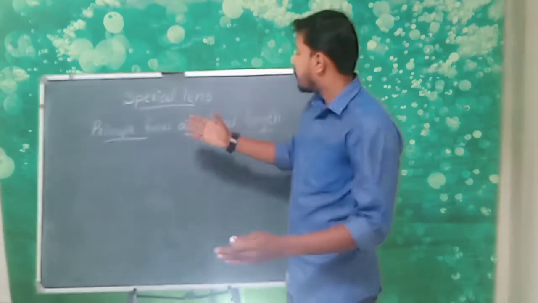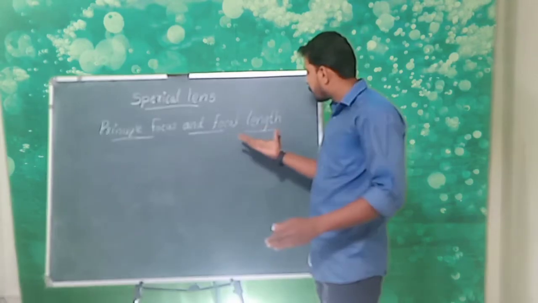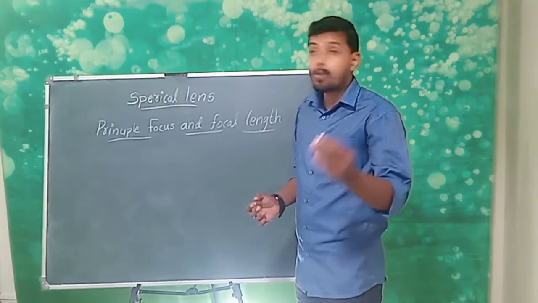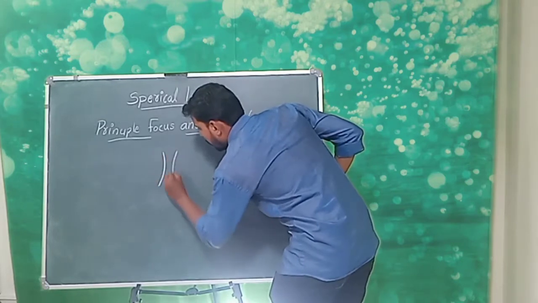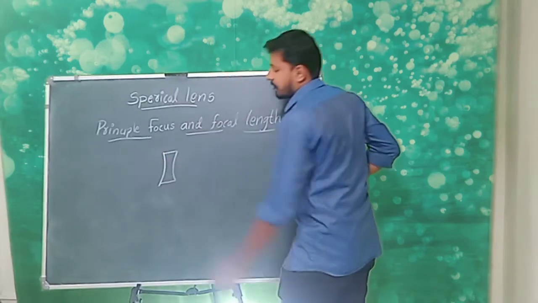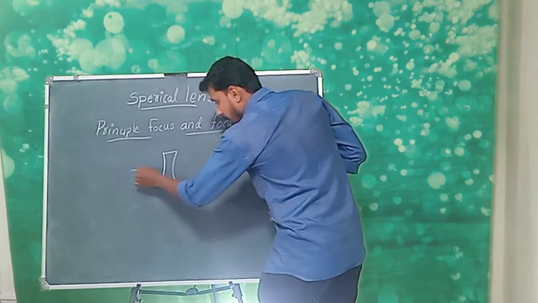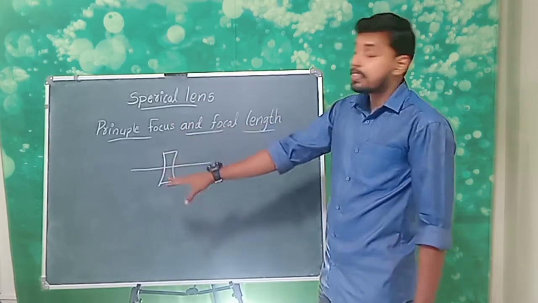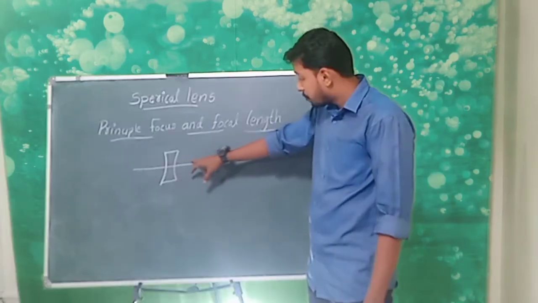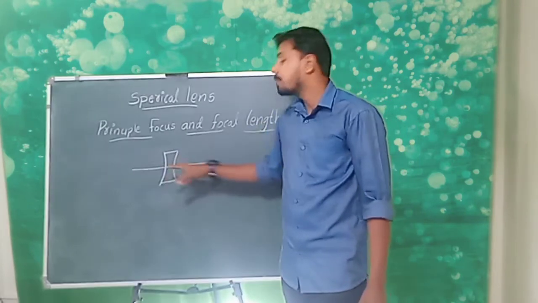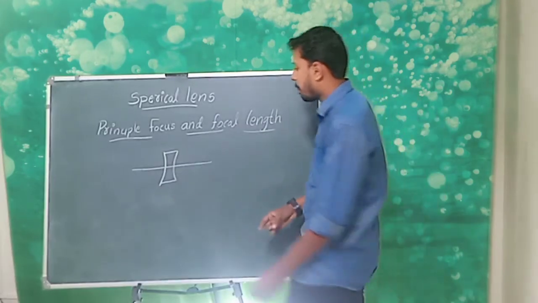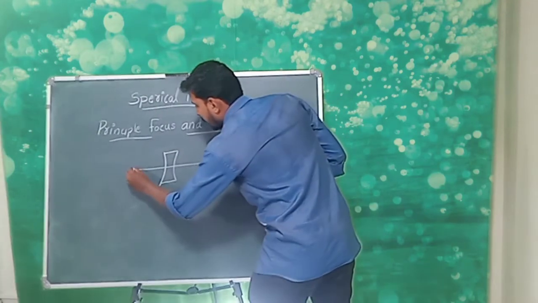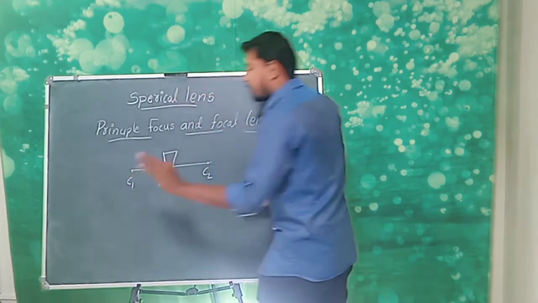Then we will discuss principal focus and focal length in lens. First we will discuss the concave lens. This is the concave lens, and this line is principal axis. What is principal axis? A line that passes through the centers of curvature of the two surfaces, C1 and C2. Here C2, here C1.